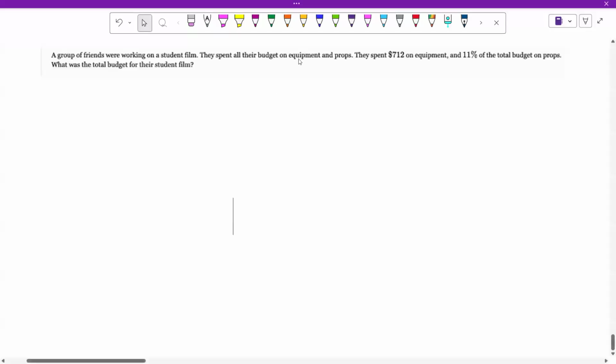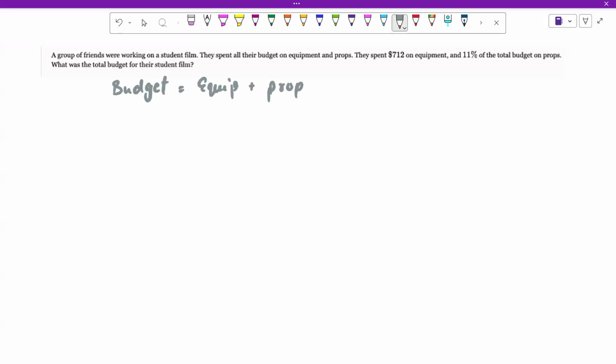So see, a group of friends were working on a student film. They spent all their budget on equipment and props. Whatever the budget was, it was spent on equipment and props. These were the two things where they spent the whole money. They spent $712 on equipment.